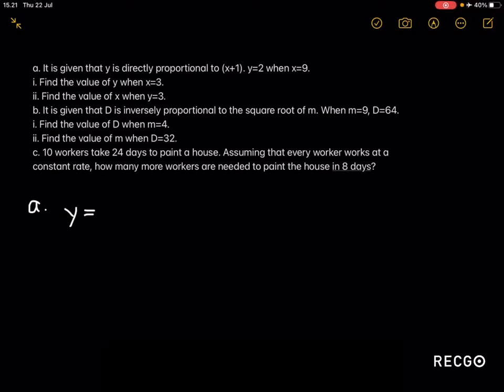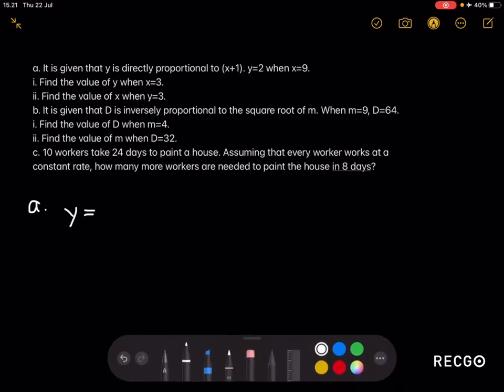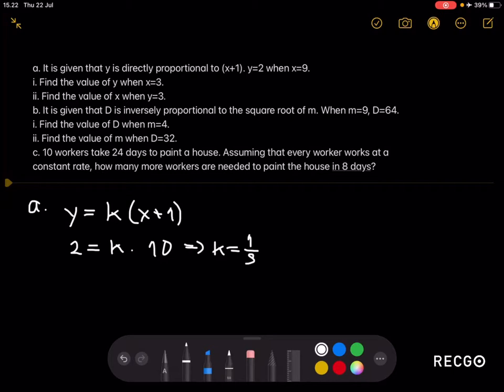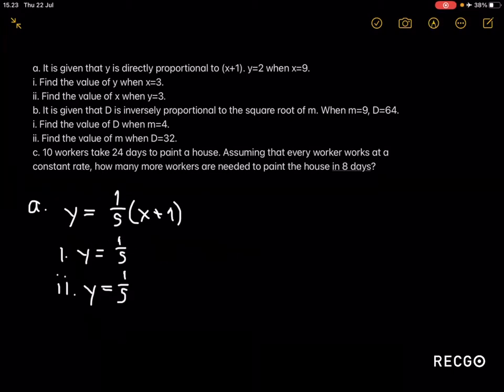By the definition of direct proportion, we know that y must be equal to k times, in this case, x plus 1 instead of x. And then we can substitute the values of y equals 2 and x equals 9 into our equation right here. So this becomes 2 is equal to k times 9 plus 1, that will be just 10. So our constant k must be equal to 1 over 5. It is enough to substitute the value of a variable to solve for the other one.